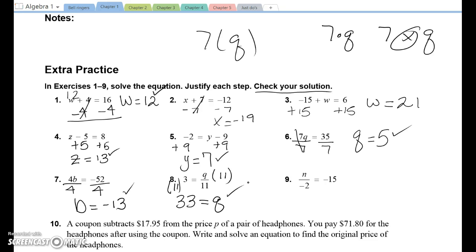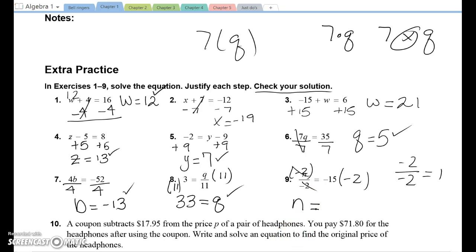All right, number 9. The variable is on top. The number is in the denominator, so it's being divided. To undo division, hopefully you multiplied. Now remember, we're going to put this in parentheses to know that that cancels. Remember, negative 2 divided by negative 2 is simply 1. So you have an n left, or a 1n, but we don't need to write that 1.